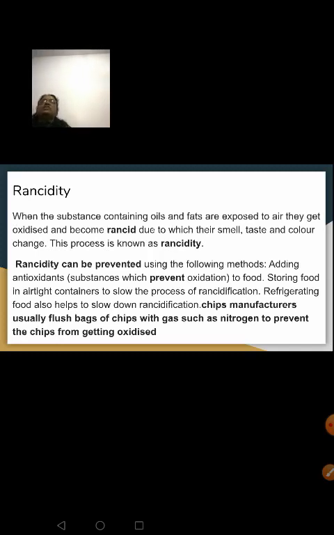You know, chips manufacturers flush the packets in which they store chips with nitrogen gas so that the chips retain their crispiness and don't get oxidized. So chips manufacturers usually flush the bags of chips with gas such as nitrogen to prevent the chips from getting oxidized. So again I'm telling you, rancidity is a process wherein substances containing oils and fats are exposed to air, they get oxidized and become rancid, due to which their smell, taste and color change.